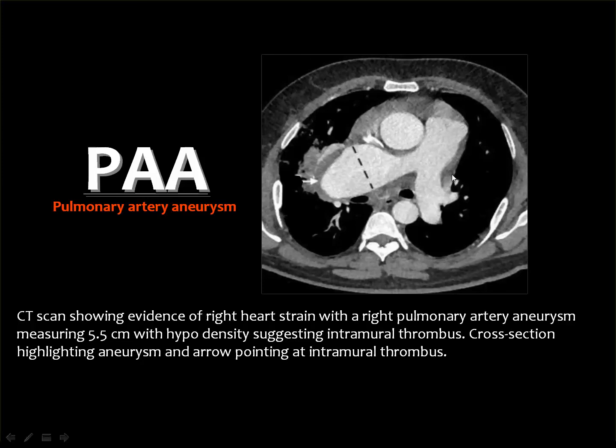And in this example, you see that the pulmonary artery is a little bit dilated, while the right main branch is aneurysmally dilated with mural hypodensity representing the thrombus.